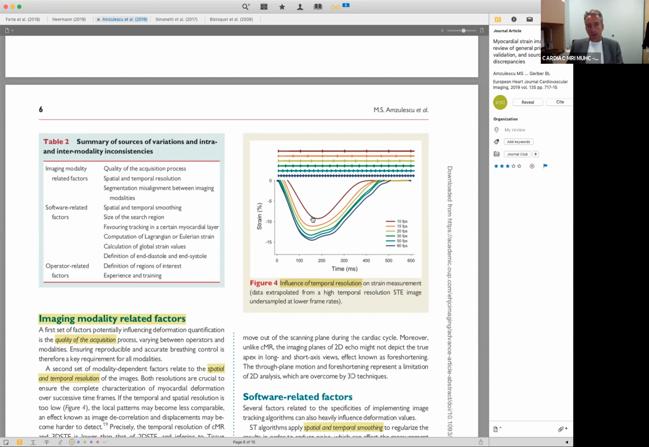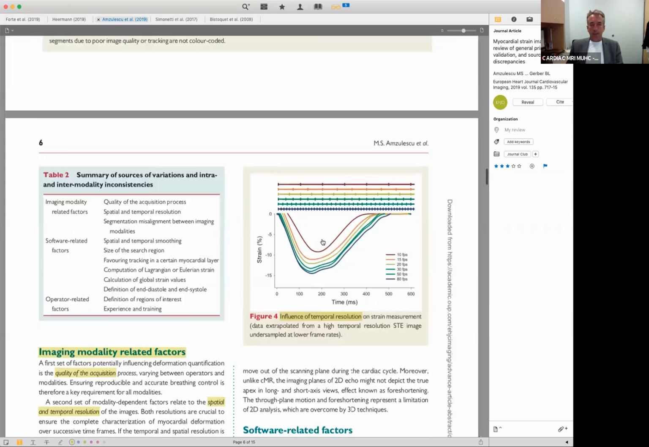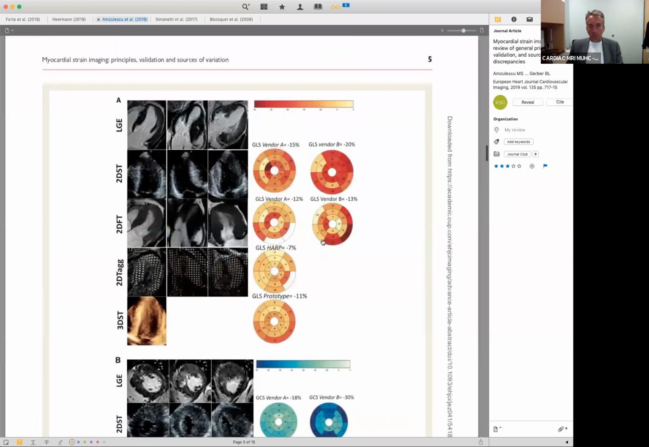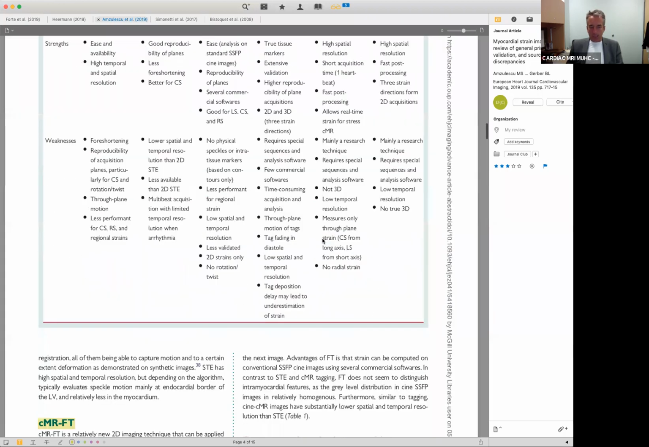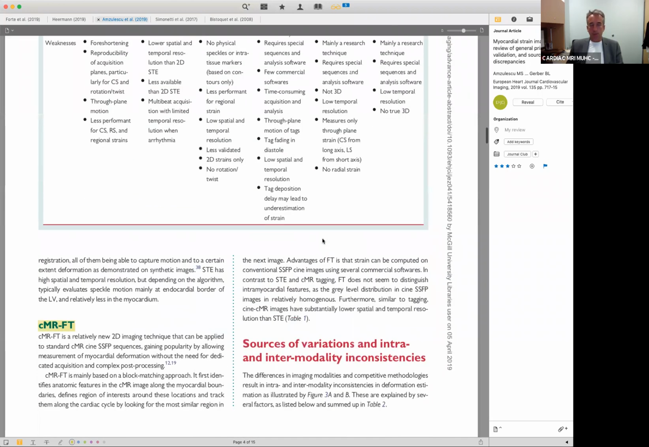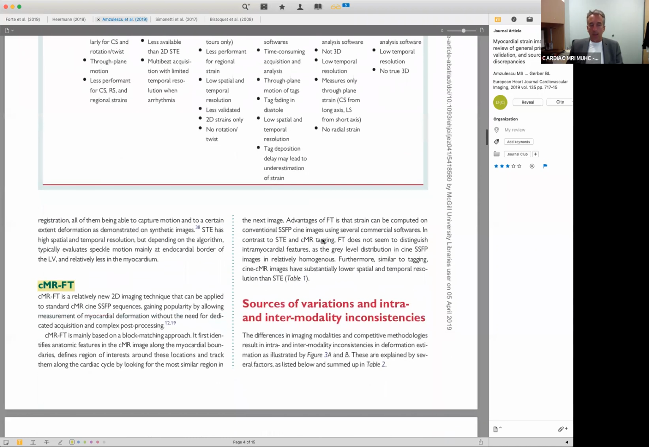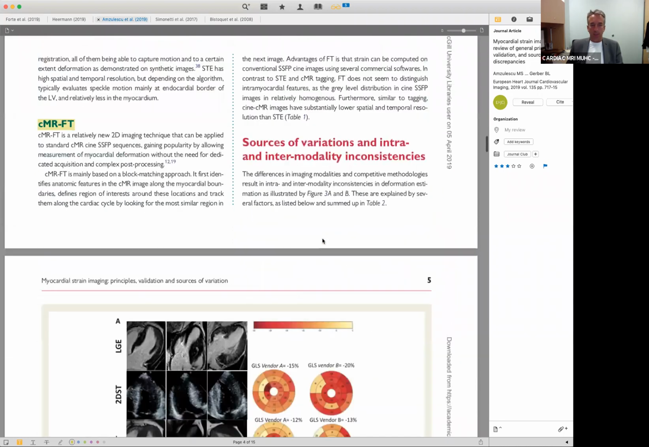So if I only have, let's say, 20 to 25 frames per second, that is already pretty good for MR or standard. You can still see that it's not as accurate as using 80 frames per second. So the temporal resolution is the limitation of most of the techniques, because echo has a better temporal resolution but has these issues with the plane and with the positioning of the plane.